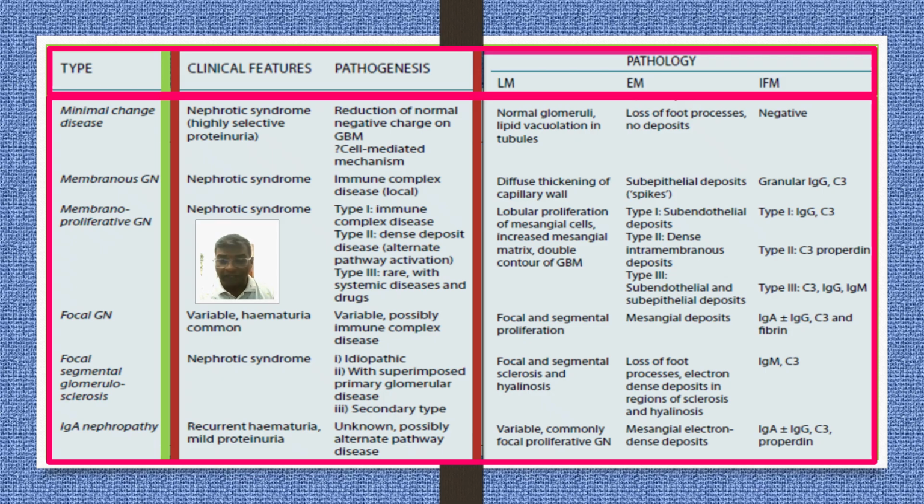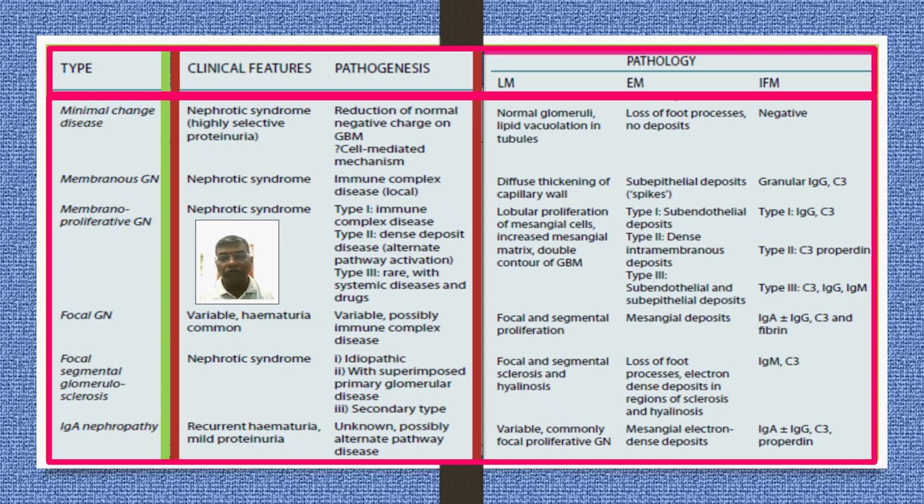So there will be recurrent hematuria. Proteinuria will be mild. Massive proteinuria will be there in nephrotic syndrome and selective proteinuria will be there. But in IgA nephropathy, the proteinuria will be very mild. The cause is unknown. Possibly alternate pathway disease is suspected as the pathogenesis for IgA nephropathy.